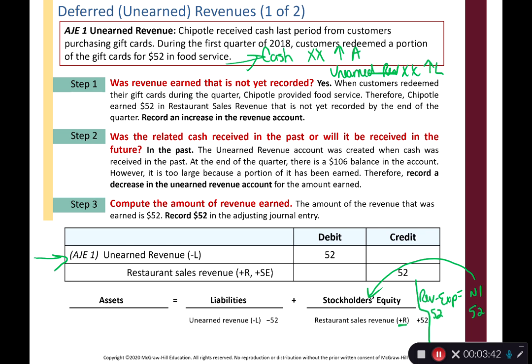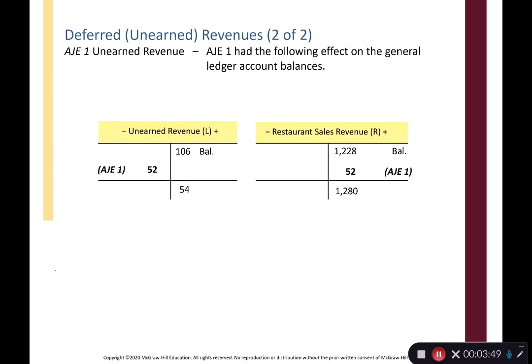So the point of this is to adjust that unearned revenue account to its appropriate balance. So we had previously had a balance of 106 in our unearned revenue account. So that's from all the gift cards that were purchased in the past. And because now customers have redeemed 52, our remaining balance is the 54. So the whole point of the adjusting entry, this 52 adjustment, is to fix the balance to make it correct. That's why it's called an adjusting entry. We're adjusting the balance to make it correct.